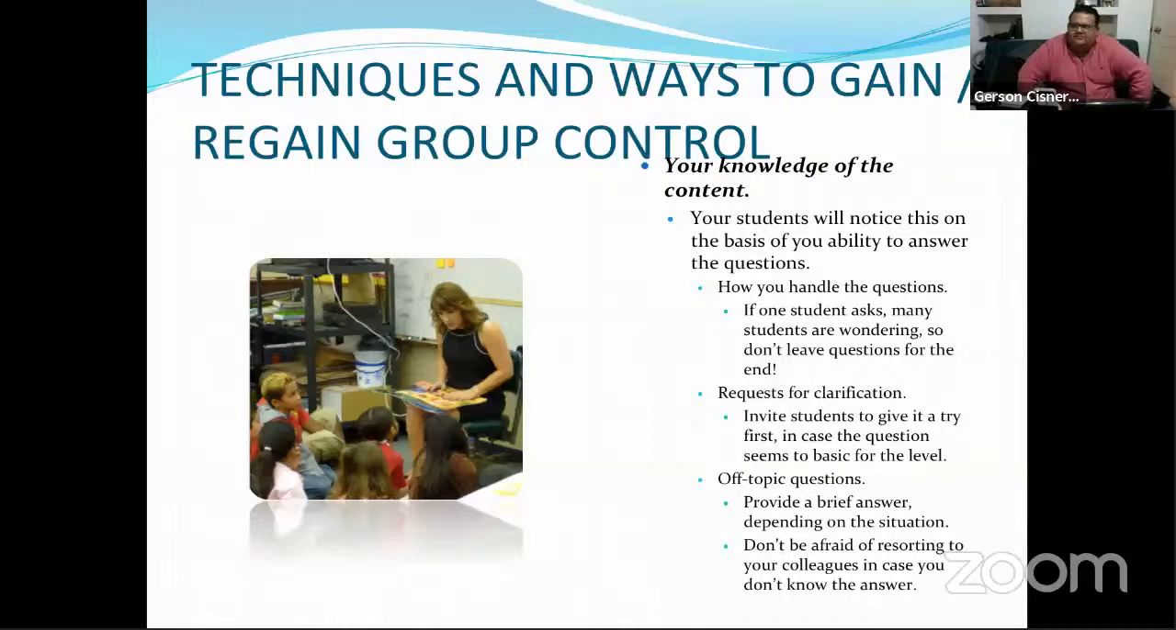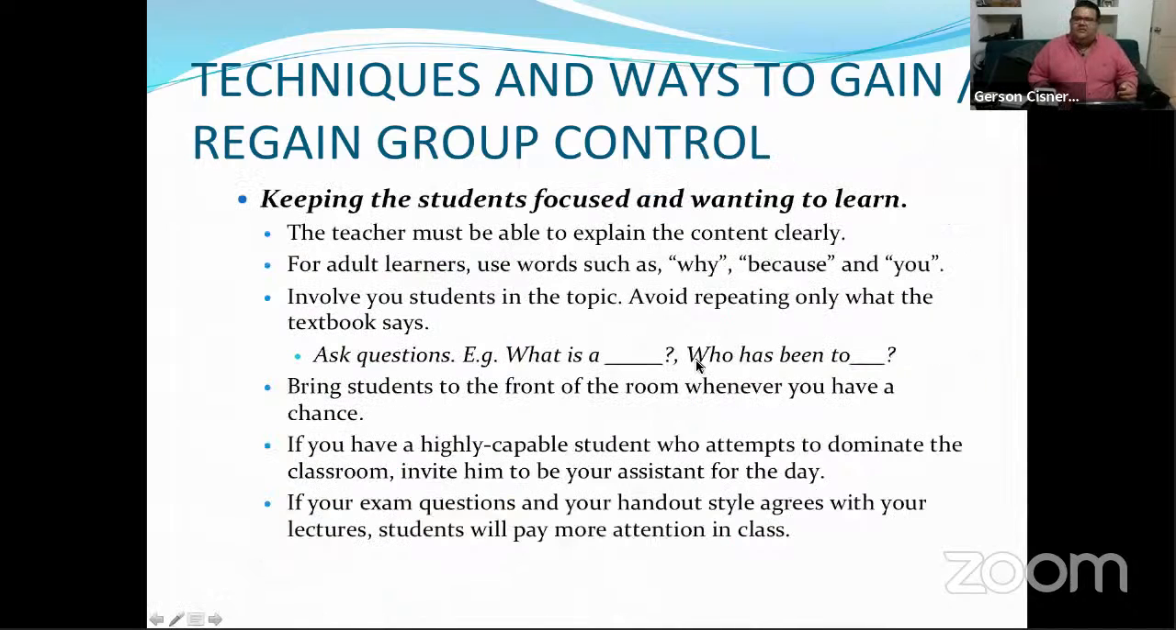Okay? Determine if it's for interest, for knowing the answer, or just wasting time. All right? Good. So far so good? Then keeping the students focused and wanting to learn.